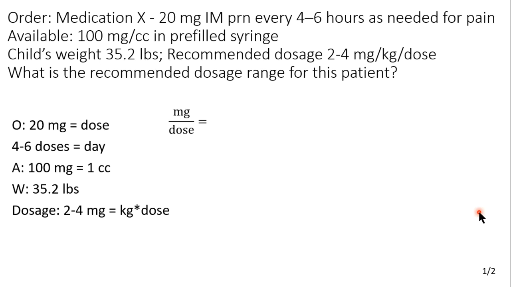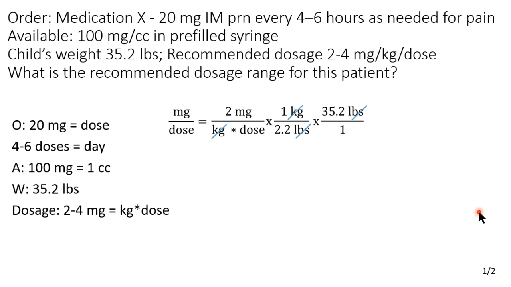So we write milligrams per dose. The recommended dosage is 2 to 4. So first we're going to work with the 2. So 2 milligrams per kilogram per dose. To cancel out the kilograms, since our weight is in pounds, we multiply times the conversion ratio of 1 kilogram over 2.2 pounds times the weight, which is 35.2 pounds.